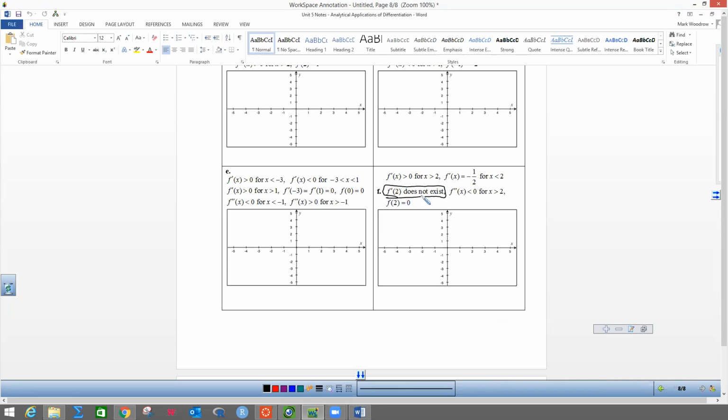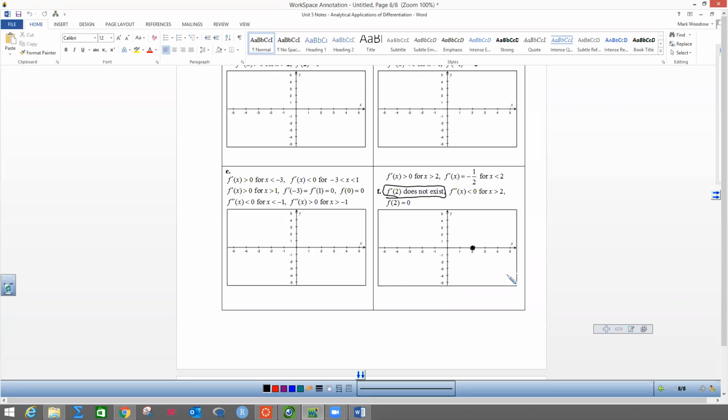That tells me there's either a vertical asymptote there or there's a sharp turn. One of those two things has to happen for f at 2. Either f at 2 doesn't exist or there's a sharp turn. Well, right here it says f of 2 does exist. Because it says f of 2 is 0, I put a point right here at f of 2.